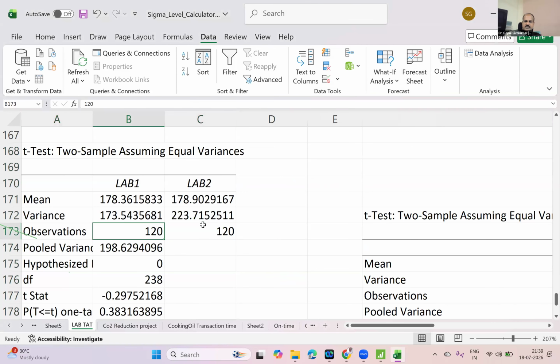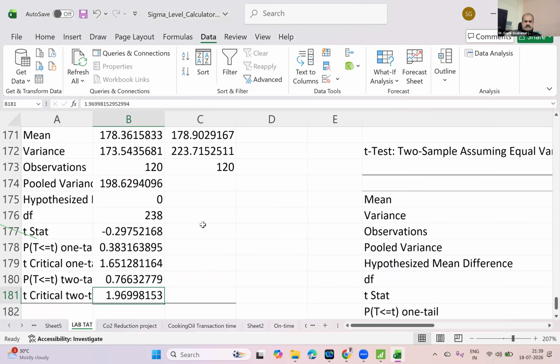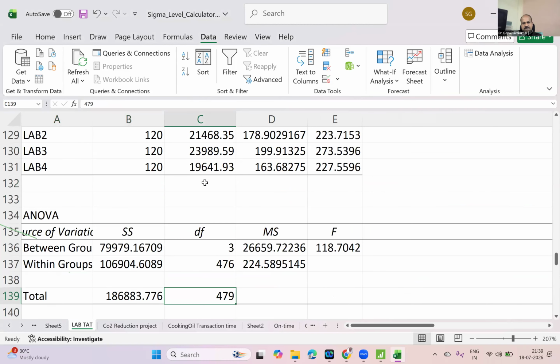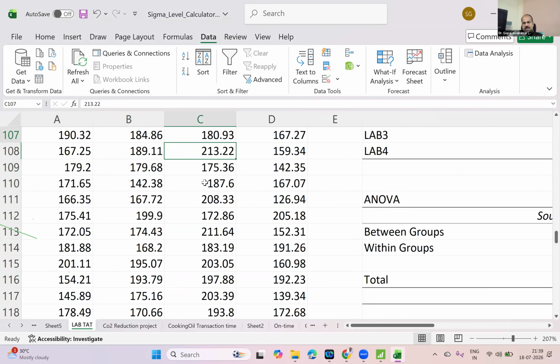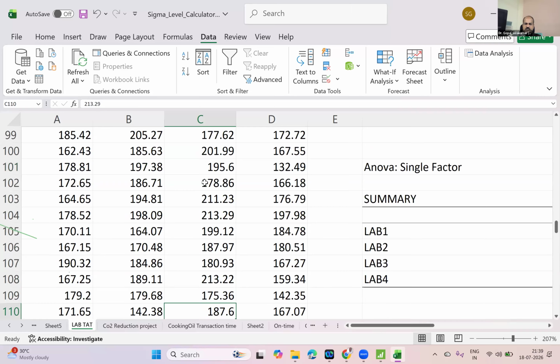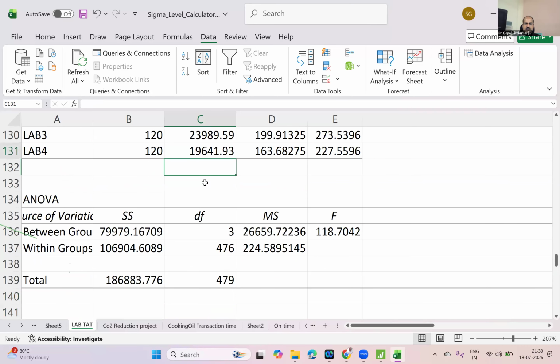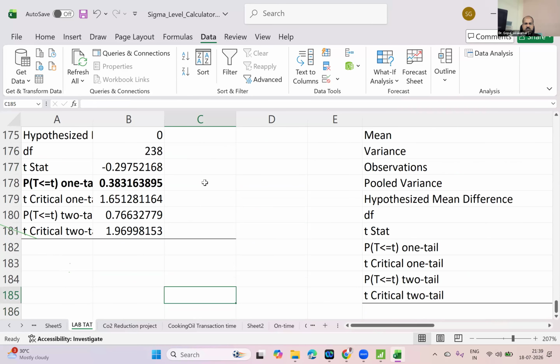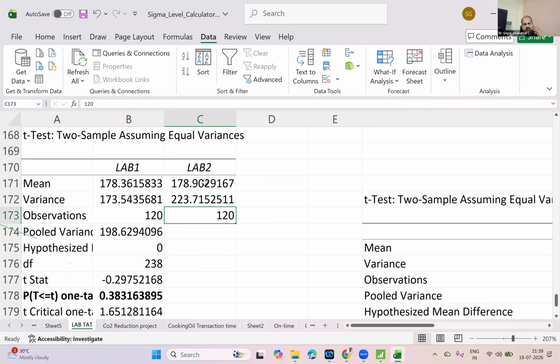Now this has come. Can you see all of you? Can you also see the p-value? 0.338. That means more than 0.05, which means there is no difference between the labs. Whatever we did, actually, 1 and 2 we did.